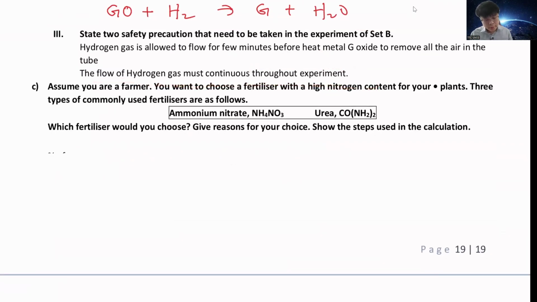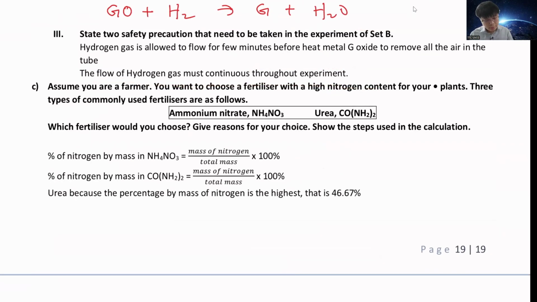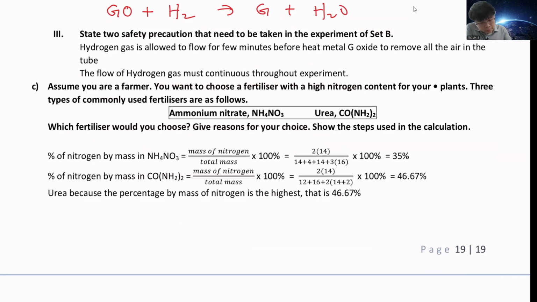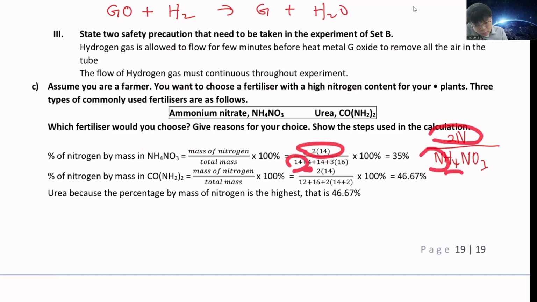Okay, for the last question here, you need to calculate percentage. Okay, how do you calculate percentage? In your NH4NO3, they have 2N. So 2N divided by total mass. So you see 2 times 14, N is 14, 4 hydrogen, 3 oxygen, times 100%. You get 35%. Do the same thing for your urea.